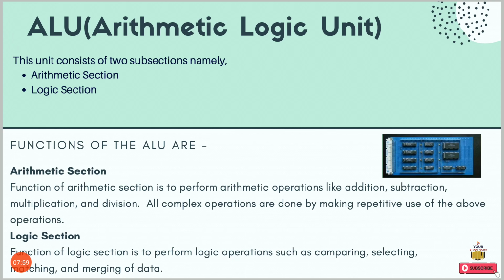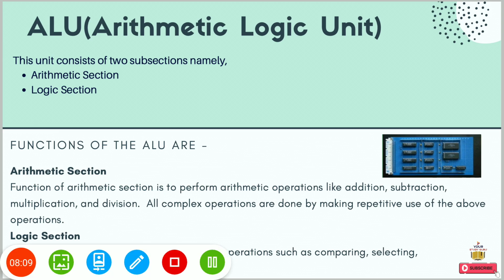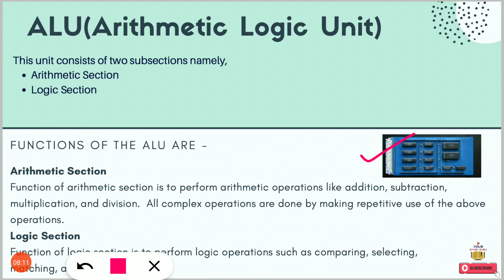Now, what is the ALU? The ALU is simple: this unit consists of two subsections, namely the arithmetic section and the logic section. So this is the representation of the ALU. This is a device of the ALU, looks like this. First is the arithmetic section. So the function of the arithmetic section: we can say plus, minus, multiply, divide.